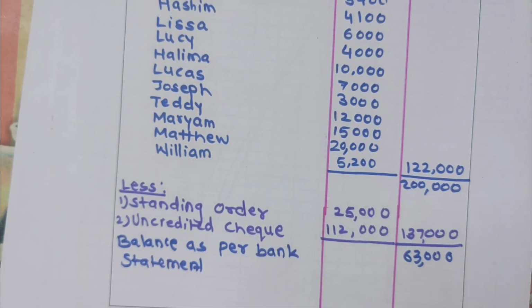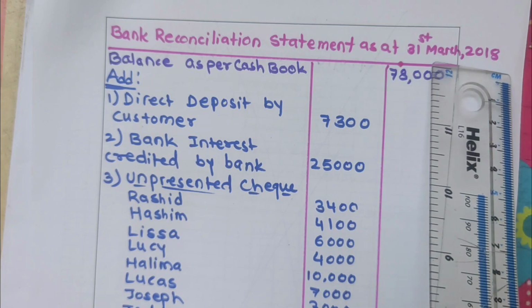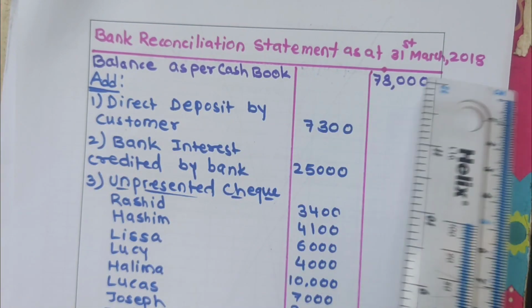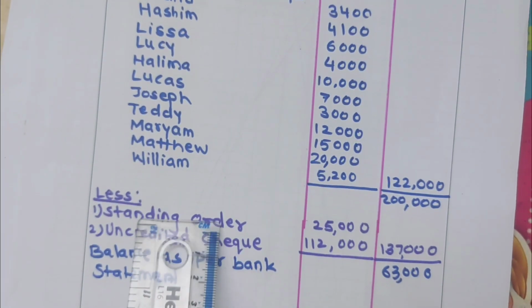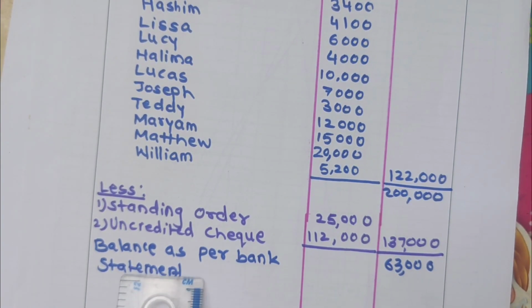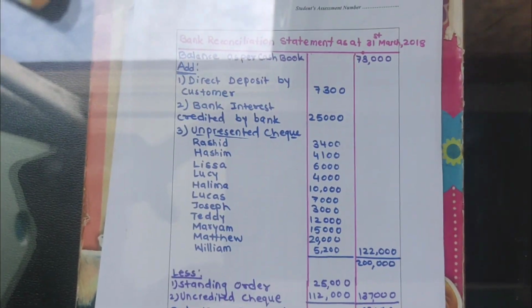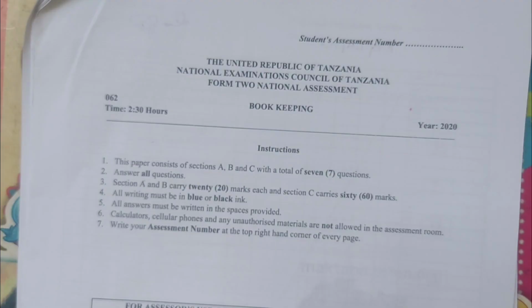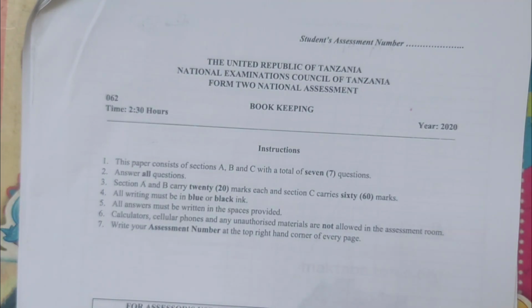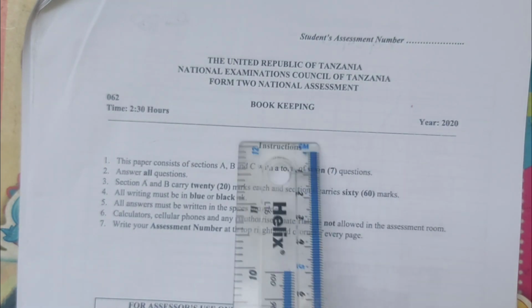as per bank statement. So students, here we prepared bank reconciliation statement as at 31st March 2018. We started with balance as per cash book. We added these 3 items and we deducted these 2 items, so at the end we got balance as per bank statement. In this way, students, we prepared bank reconciliation statement. So here we solved the full paper of year 2020, National Examination Council of Tanzania Form 2 paper year 2020.